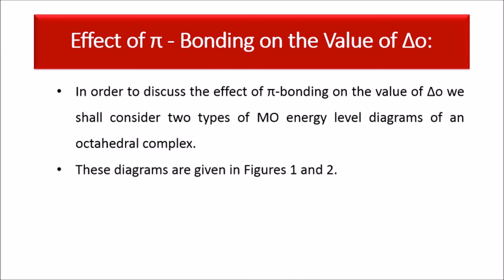So these two diagrams we are going to see in the next slide as figure 1 and 2, and we're going to discuss what is there in the only sigma interaction for the value of delta O and how it gets changed when two types of pi interaction take place between metal and ligand. So that is the discussion of today's lecture that we need to take into account.